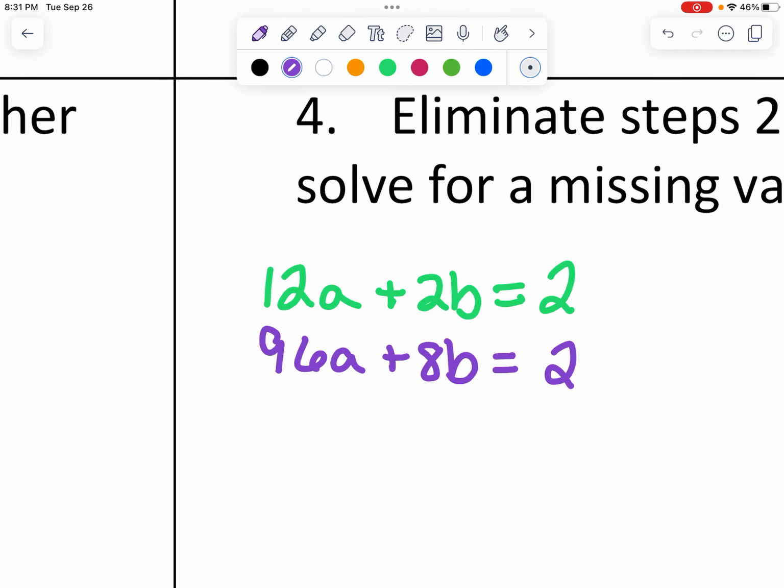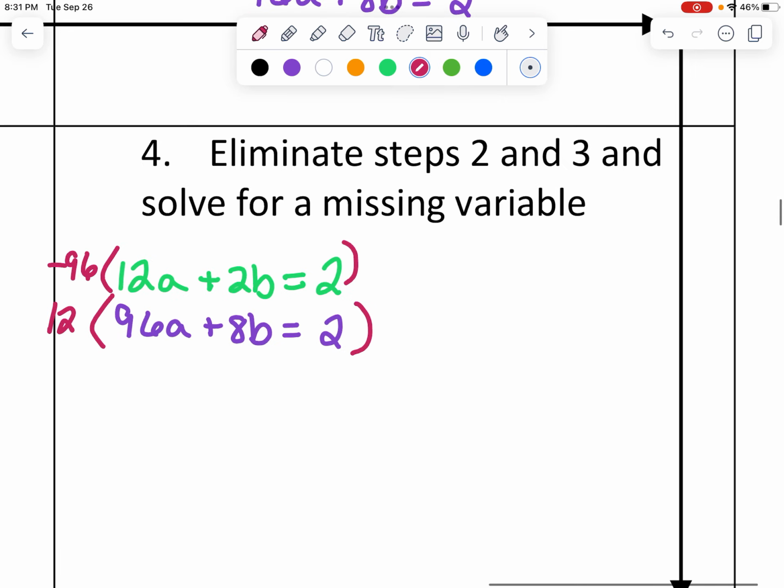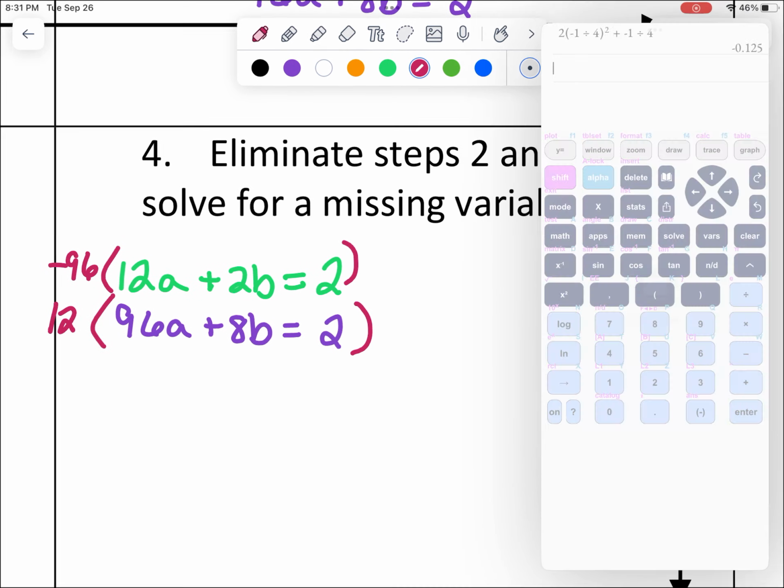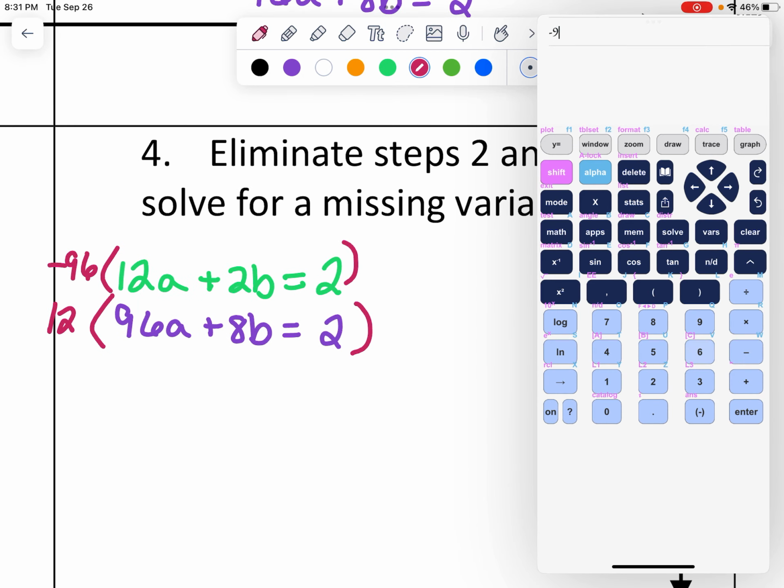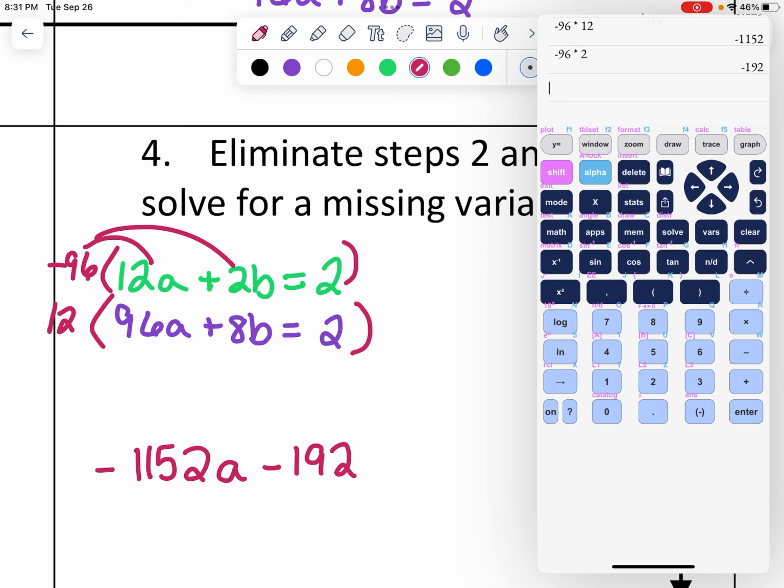I'll probably solve for b here. So since I'm feeling a little lazy, I'll just multiply the top by negative 96 and the bottom by 12. There could probably be an easier thing to multiply by, but I'm just not taking the time to find it. So negative 96 times 12 is, that's really quite ugly, isn't it? There's nothing wrong with what I'm doing. It's just kind of the lazy way to do it. Negative 96 times 2. You could have multiplied the top by negative 4, just so you're aware. Equals negative 96 times 2.